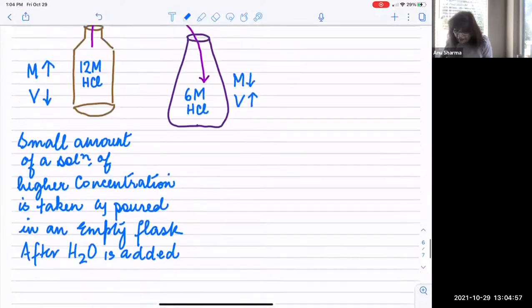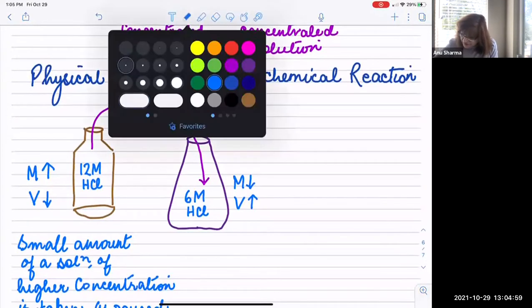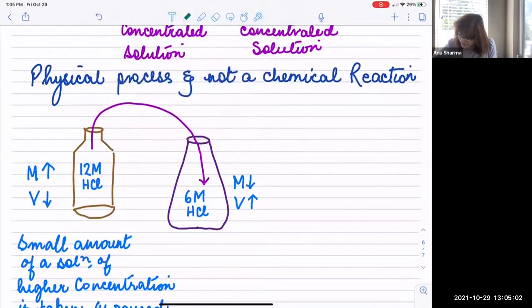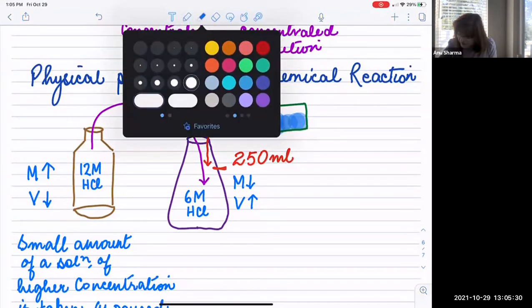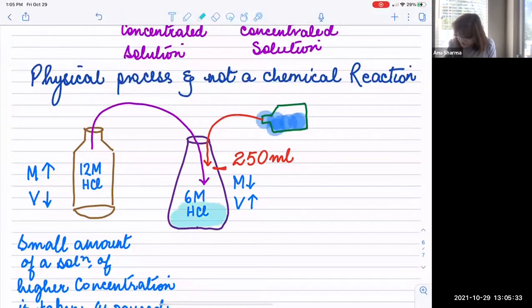Now here we are going to take the water. Let's say it is coming from another source. Here's the water, and it is taken out from here and poured here. Let us say you want to make a solution of 250 milliliters. So you will fill the water only to this extent. Here's this water, and you're going to fill the water up till here.